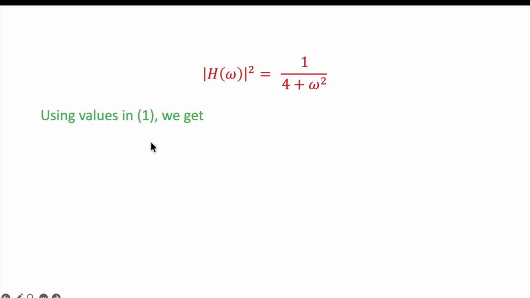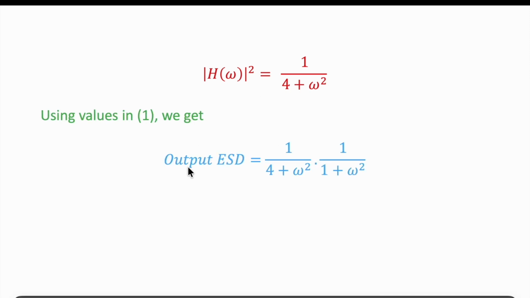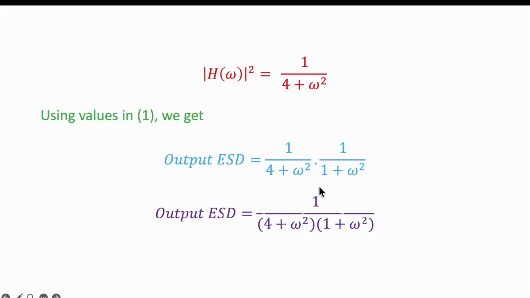Then using the values in equation 1, you can calculate the output energy spectral density, which equals the square of the modulus of the impulse response multiplied by the input energy spectral density. If you multiply them together, the answer is 1 over 4 plus omega squared multiplied by 1 plus omega squared.